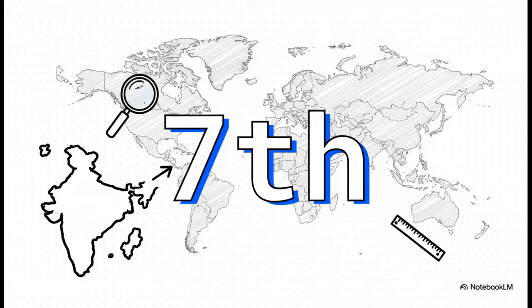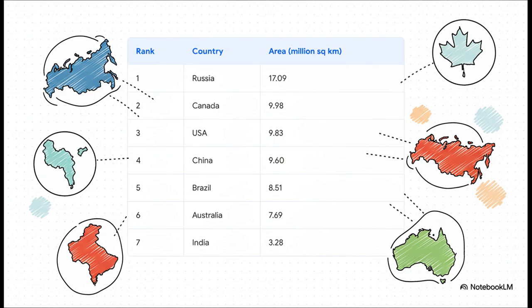So where does this put us in the world ranking? Well, this makes India the 7th largest country in the world by area. And this chart illustrates our position perfectly. You can see the 6 countries that are larger than India in terms of area: Russia, Canada, the USA, China, Brazil, and Australia. And right there at number 7 is our country, India.